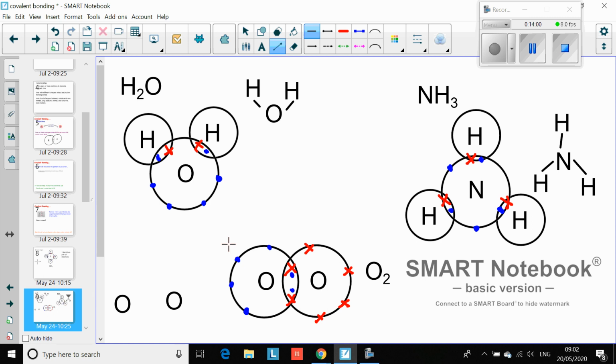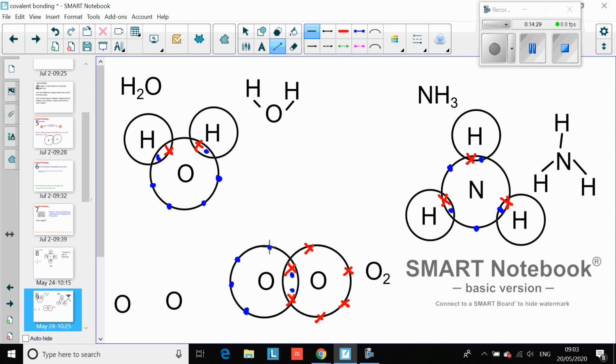Now this was the tricky one. Okay, so oxygen has 6 electrons in its outer shell. So in order for it to get 8, it needs to form something we call a double bond. So take this oxygen atom. It's got 1, 2, 3, 4, 5, 6. And this oxygen atom, 1, 2, 3, 4, 5, 6, because oxygen is in group 6.